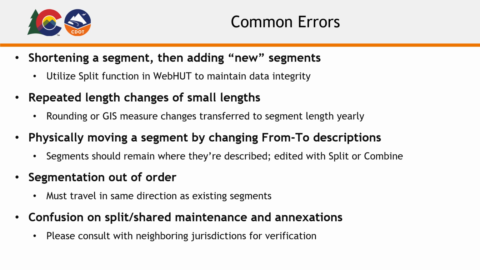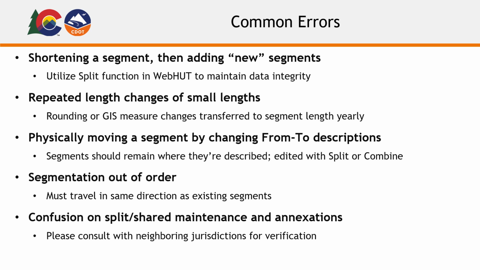We will now briefly discuss some of the common reporting errors observed and how to avoid them. One common reporting error is the shortening of a segment's reported length and then filling in the gap that is created by adding a new segment. This causes a loss of data integrity. The correct method to address the situation where additional segments are needed where one segment currently exists is to split the existing segment as needed to create the desired outcome.